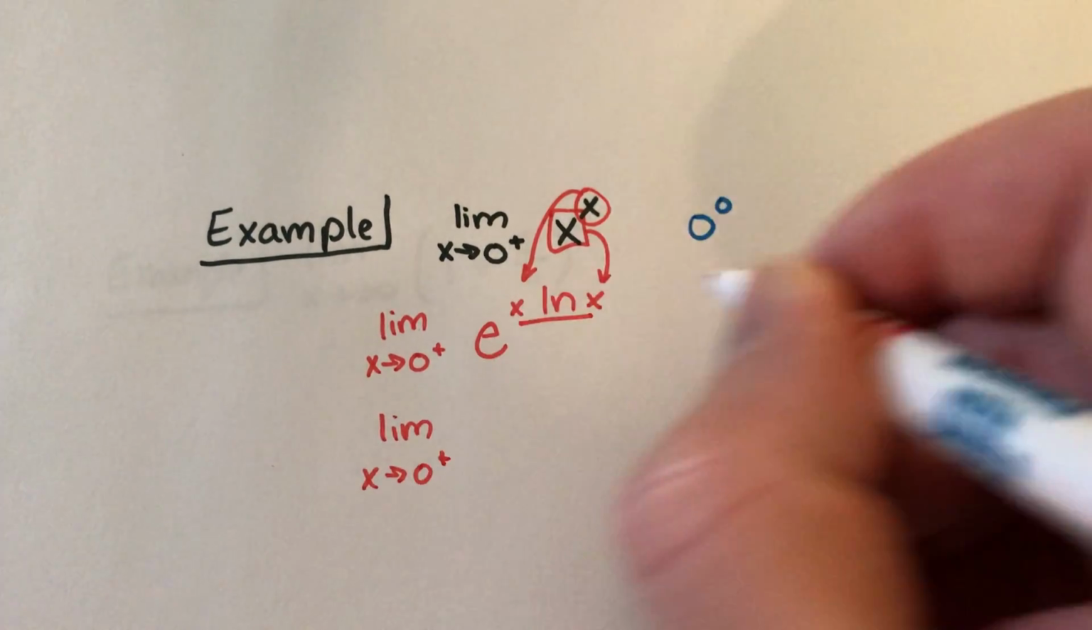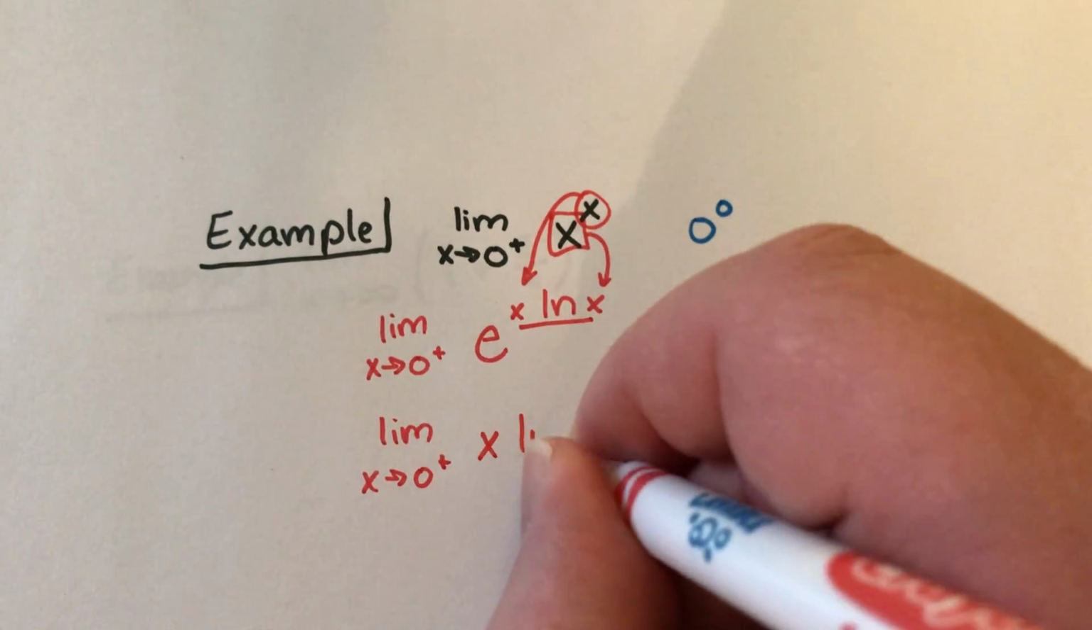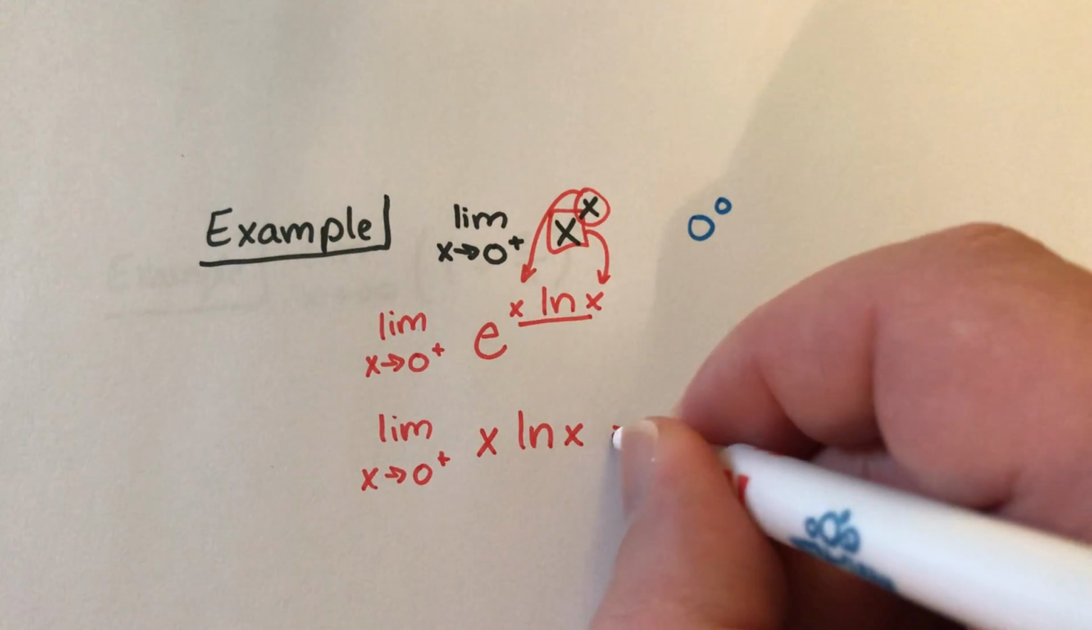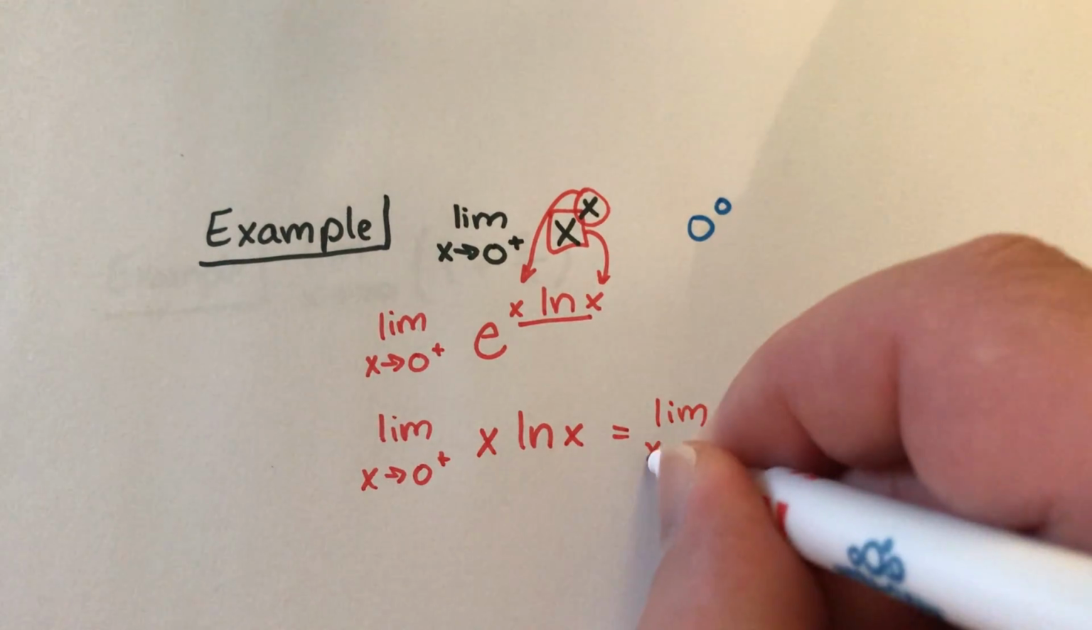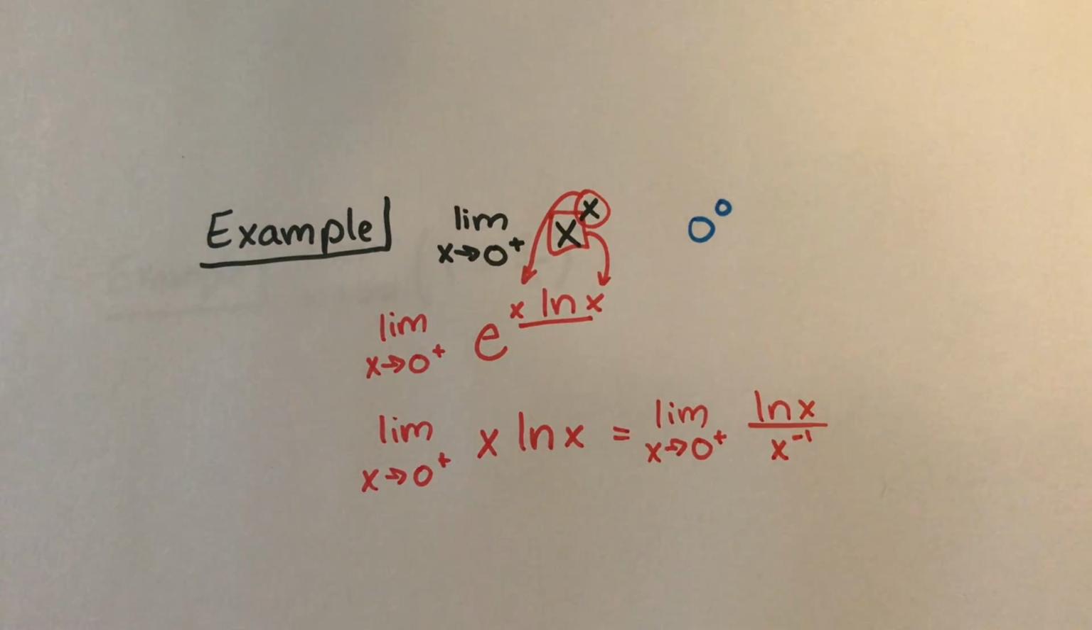And I know I already did this problem in one of the other examples, but I'm going to go ahead and focus on it again. So again, I'm just going to focus on x times the natural log of x. And I'm going to move this x to the denominator, so it's the limit as x approaches 0 from the right of the natural log of x divided by x to the negative 1.